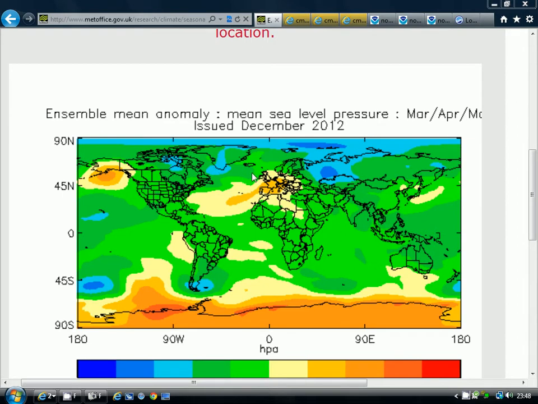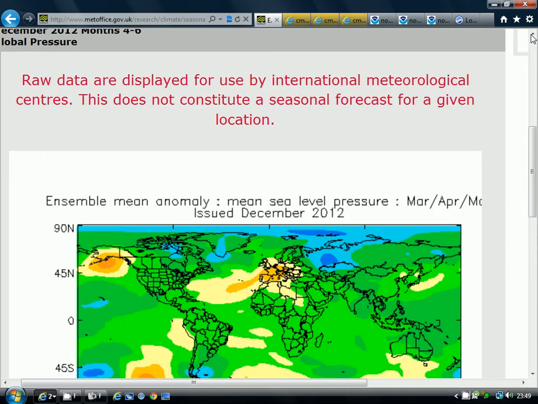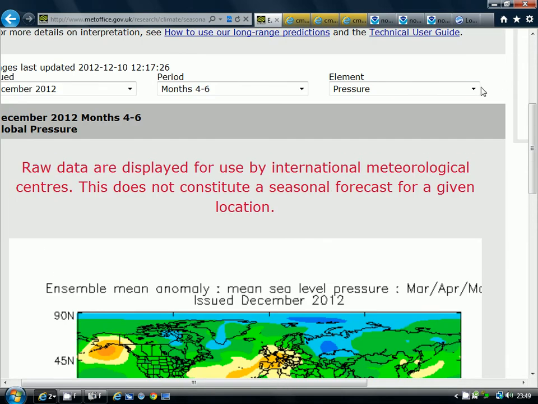So this is the same kind of pattern that the model is seeing for the winter. Actually, it sees it continuing through into the spring, which is basically a sort of zonal Atlantic based type pattern with high pressure to the south, low pressure to the north. But the consequences of that in spring are somewhat different to winter.